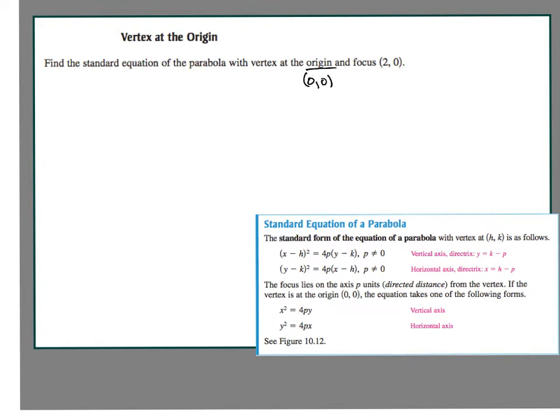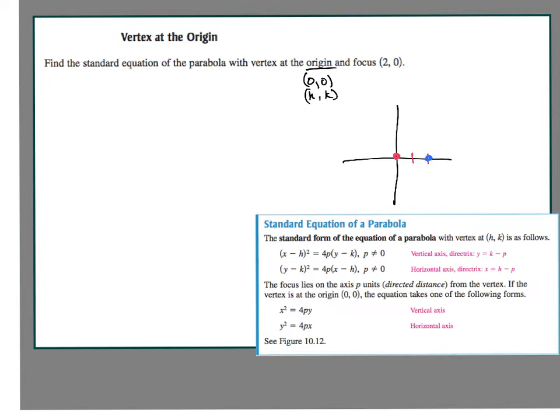Okay, so that's my H and that's my K. And then I have a focus of (2, 0). So which way did that go? If my vertex is right there and my focus is (2, 0), which way did it go? To the right 2. I moved to the right 2, and so there would be my focus.